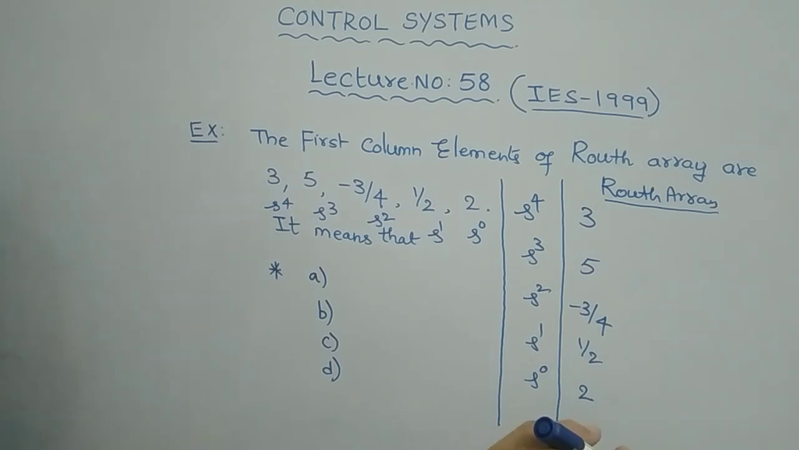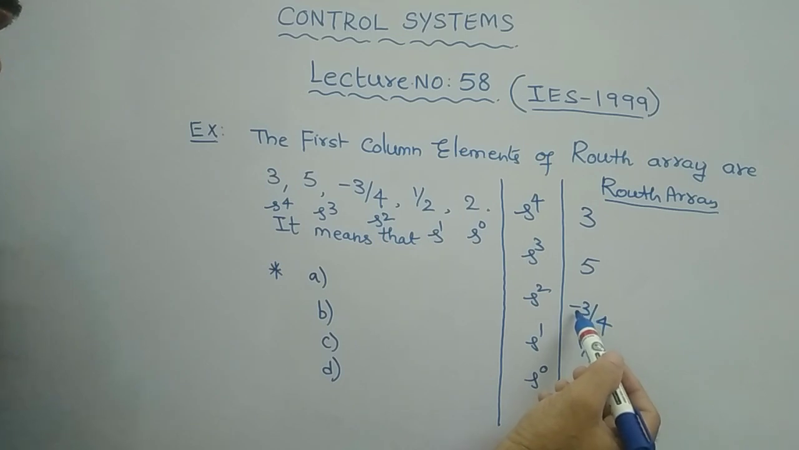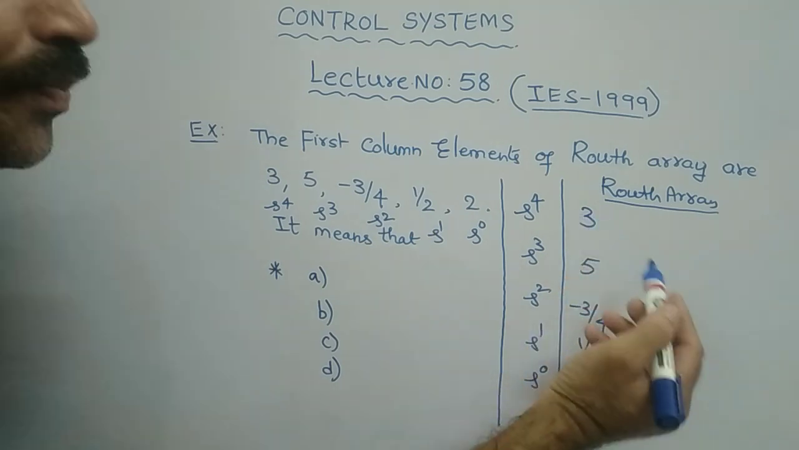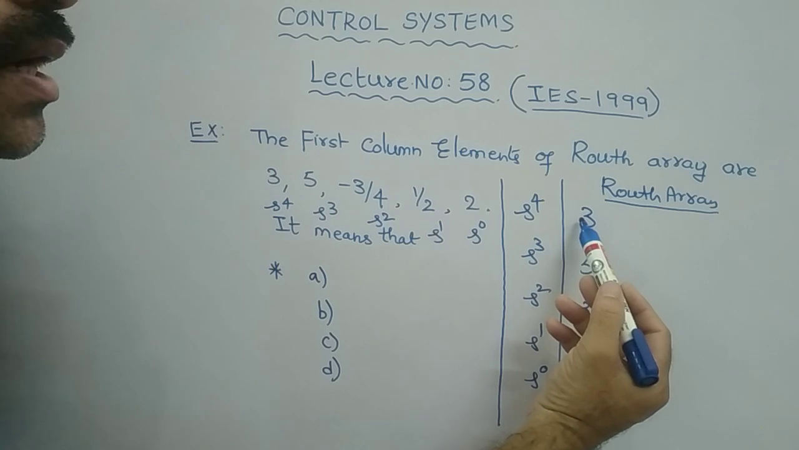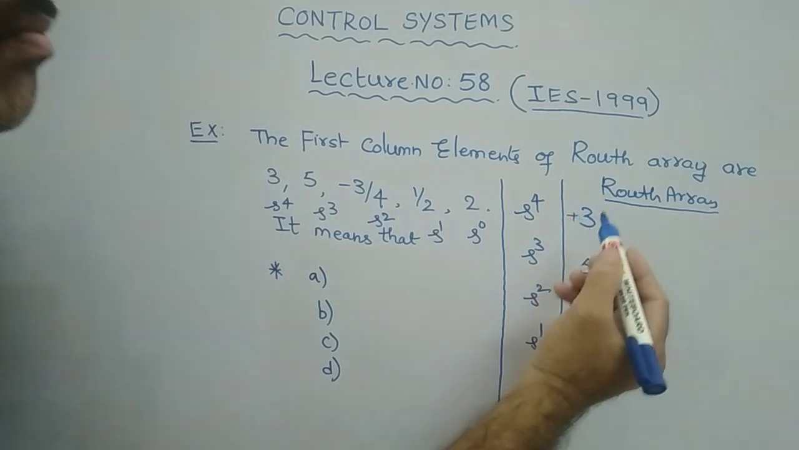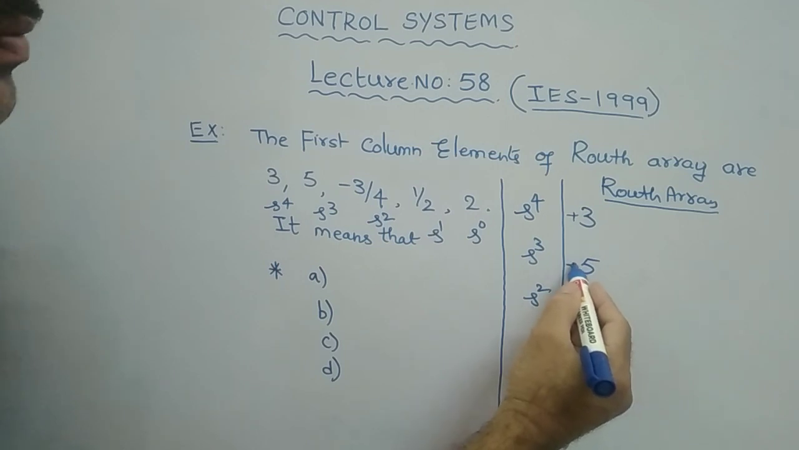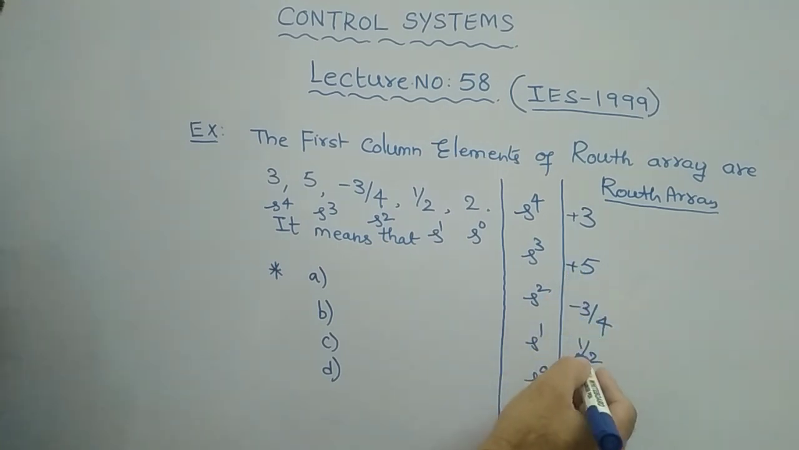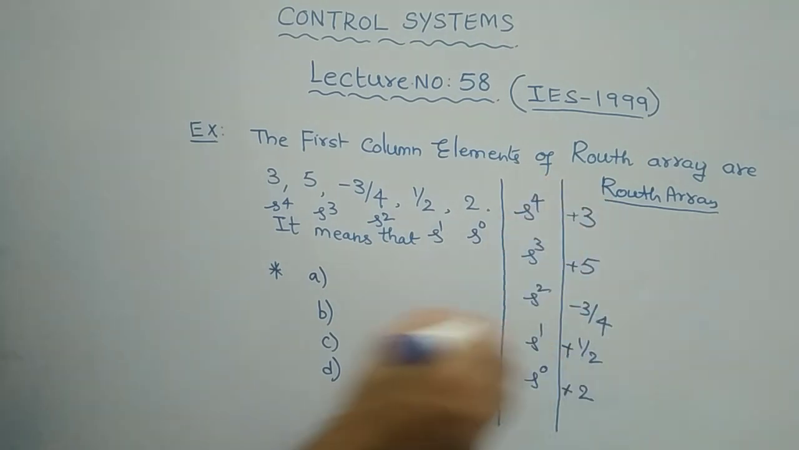That is the first point. If you see here, minus is there, minus 3 by 4. Minus indicates less than 0, therefore it is negative. What does it indicate? Let us see. What is the sign of 3 here? If nothing is given, the sign is plus. For 5, the sign is plus 5. It is minus 3 by 4. However, 1 by 2 is plus, and 2 is also plus. Clear? These are the signs.